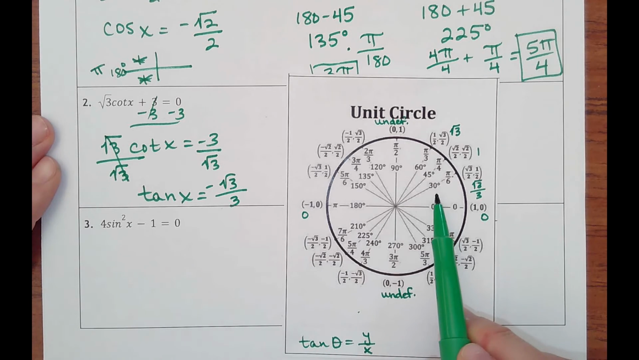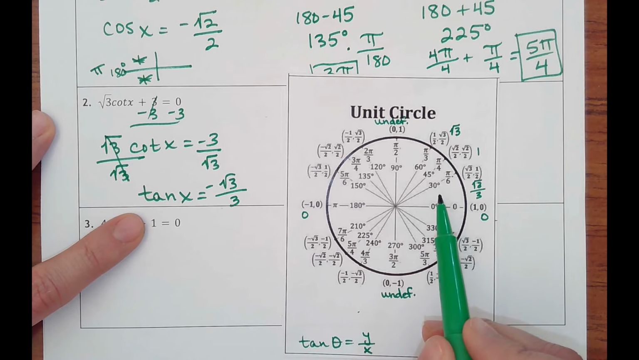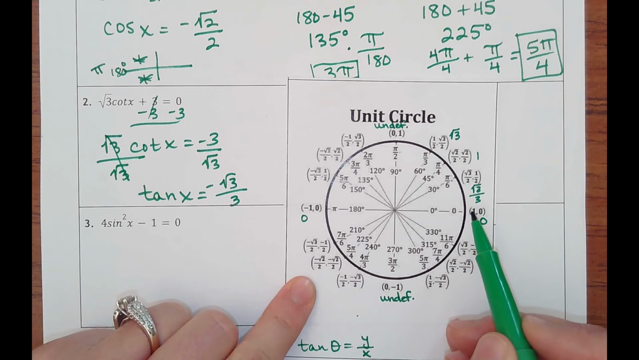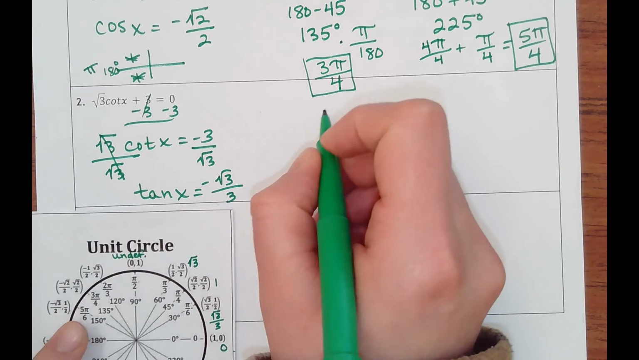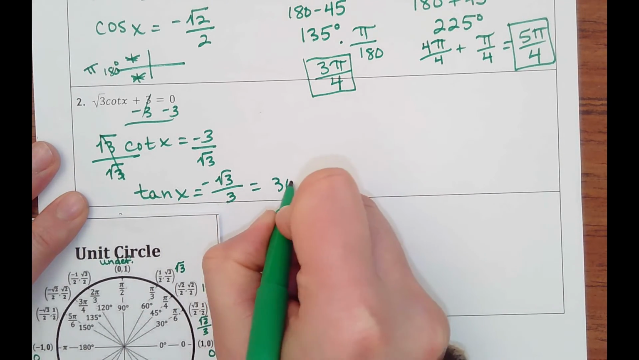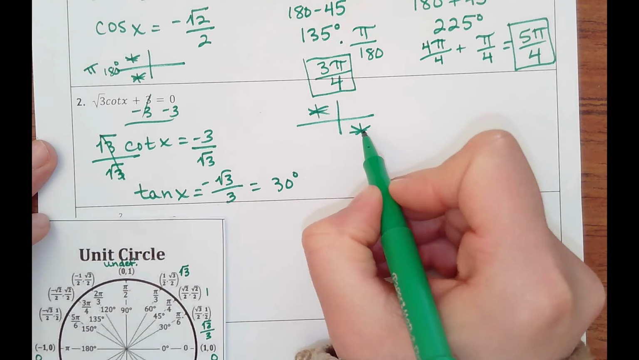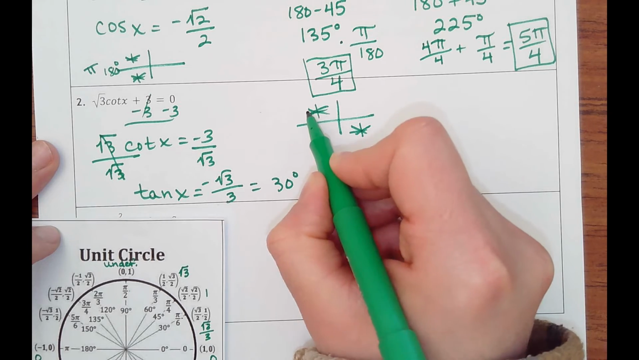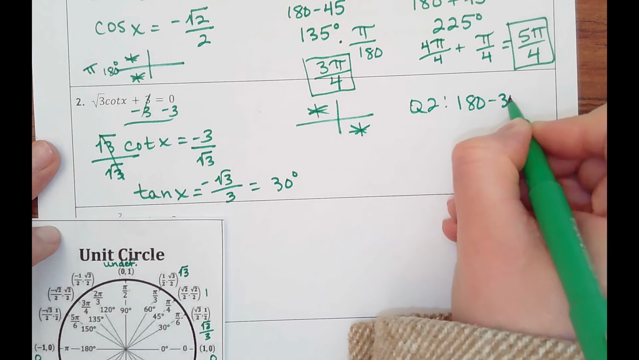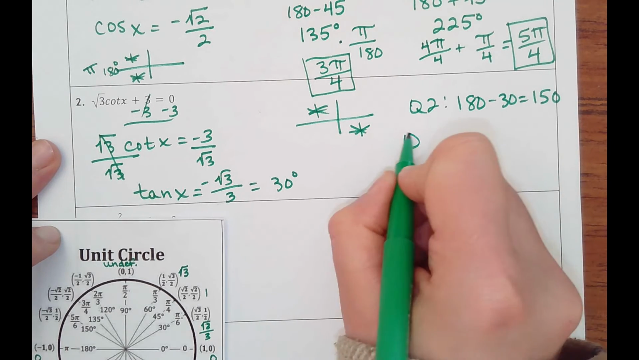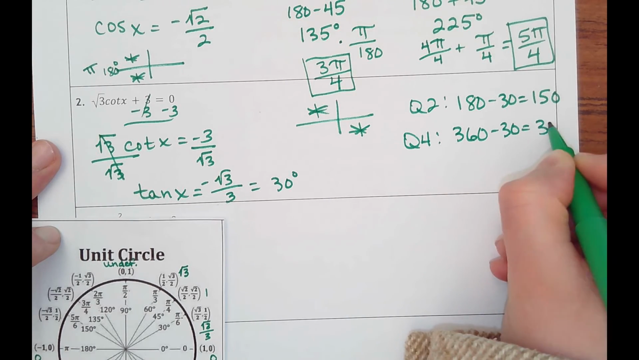That is a 30 degree reference angle. Again, you could do inverse tangent. But we want to see where is tangent negative. So that would be in quadrants 2 and 4. So think about this being a 30 degree reference angle. So we'd want to do 180 minus 30 would be a 150. And then in quadrant 4 would be 360 minus 30 would be a 330.